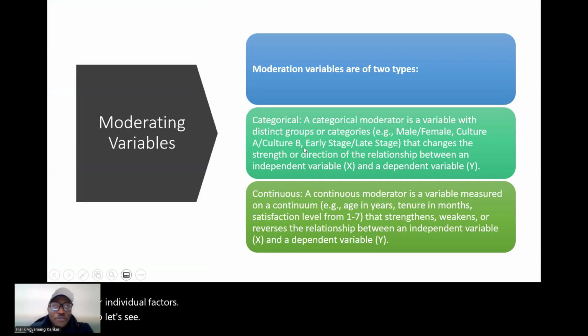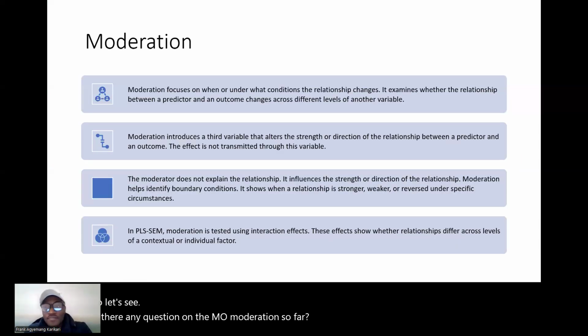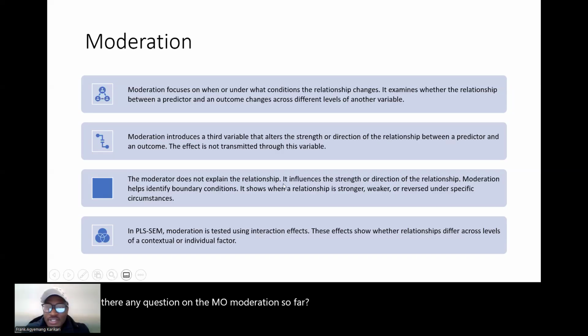Is there any question on the moderation so far? Okay, so let's proceed.